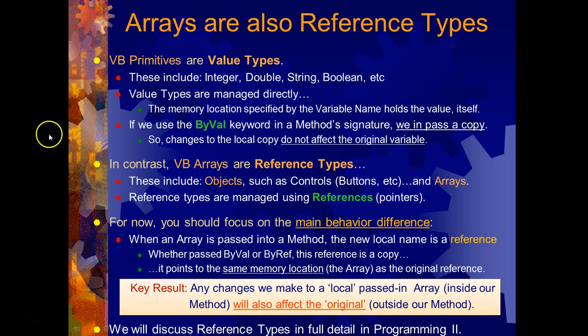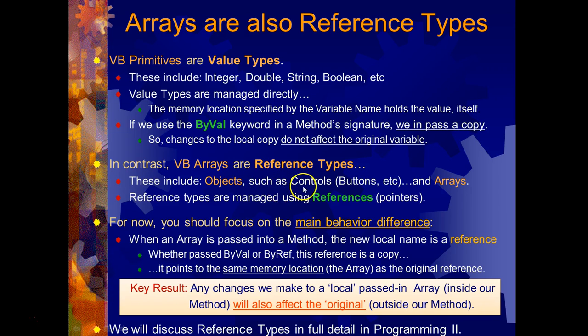If we use the, so that's a little bit unclear actually. If we use the by-val keyword in a method's signature, we pass a copy, so changes to the local copy do not affect the original variable. In contrast, VB arrays are reference types.